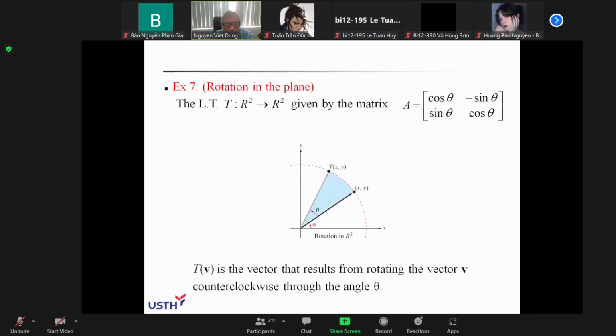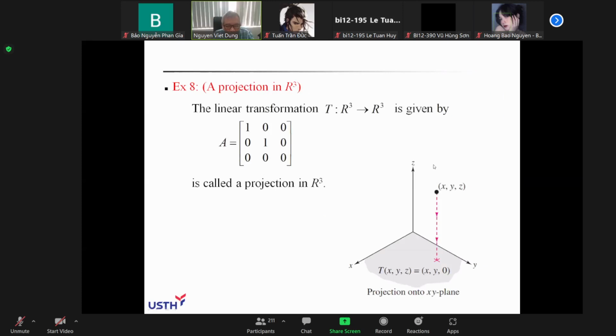Other examples for you: that is a rotation defined like that. And also the projection. If you use the formula you get that one, and by matrix you get that one. And it is exactly a linear transformation T given by that one. You multiply A by the coordinates x, y, z, you will get x, y, 0.